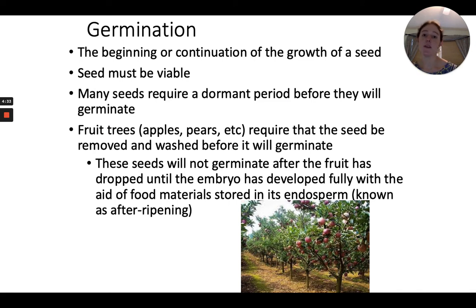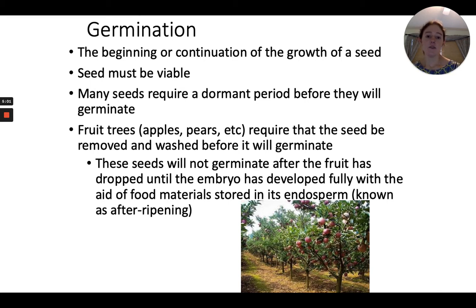So we go through germination. It's going to be the beginning or the continuation of the growth of the seed, depending on where it stopped and went into its dormant stage. The seed must be viable. Many seeds require a dormant period before they will germinate. Fruit trees, like apples or pears or peaches, require that the seed be removed and washed before it will germinate. So you're thinking, how on earth do we get new apple and pear trees if you actually have to have someone take it out and wash it?